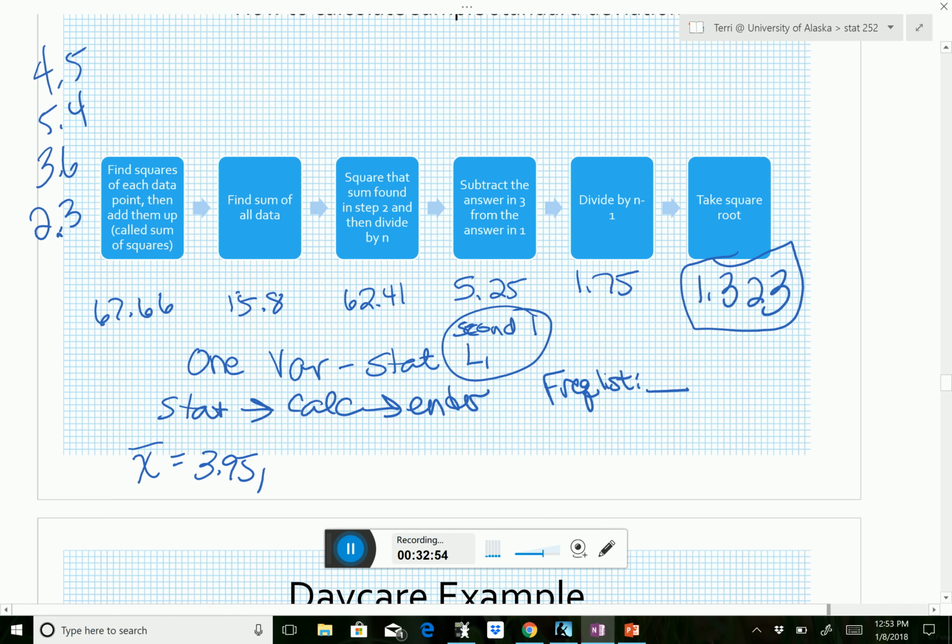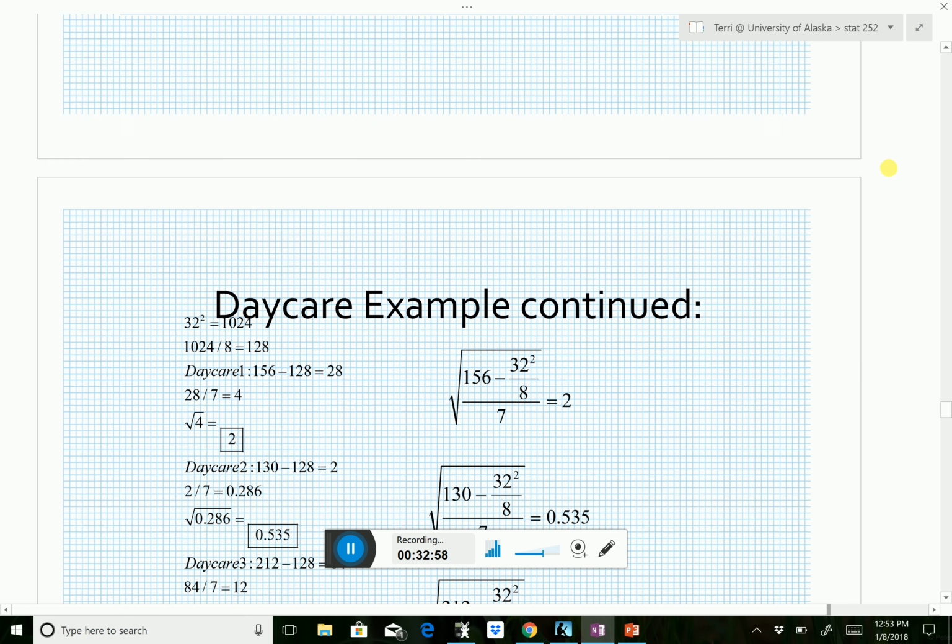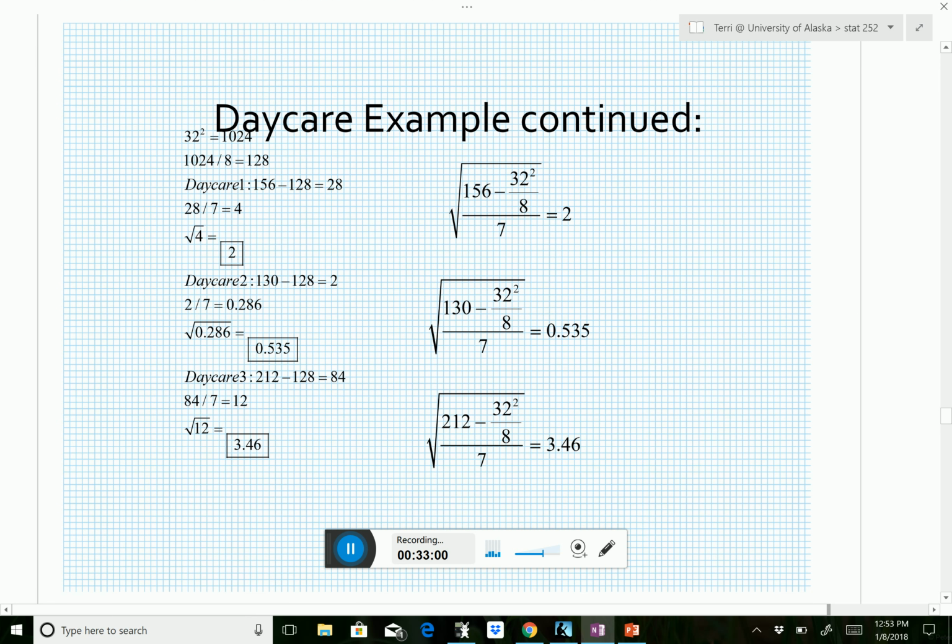Okay, let's look at this daycare example again. And you'll notice that I have all of my standard deviations for that. I'll let you look at this yourself, but you'll notice my 3 standard deviations for the 3 daycares. And you'll notice that your average distance to the mean here is almost 3.5 years.